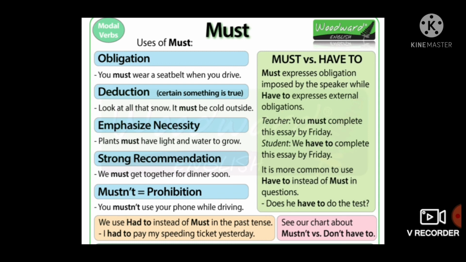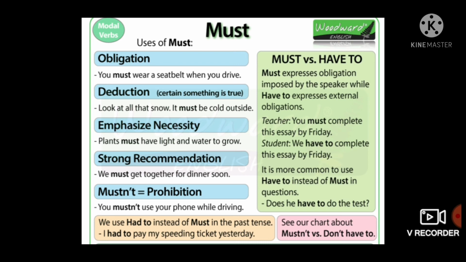Day-to-day work. You must wear a seat belt when you drive. Yeah, so it's really our duty while driving the car. The seat belt is a must. Then, deduction, certain something is true. Look, all that snow, it must be cold outside. So that is the definite condition outside of the house because the whole place is invaded with the snow.